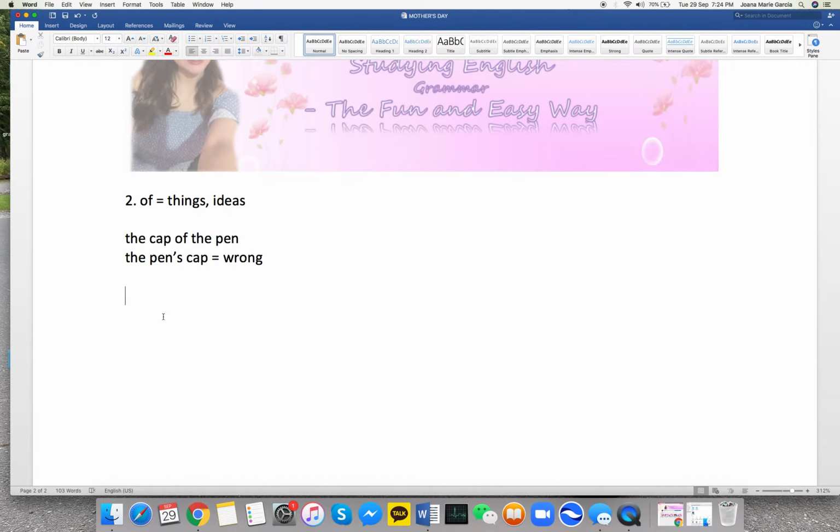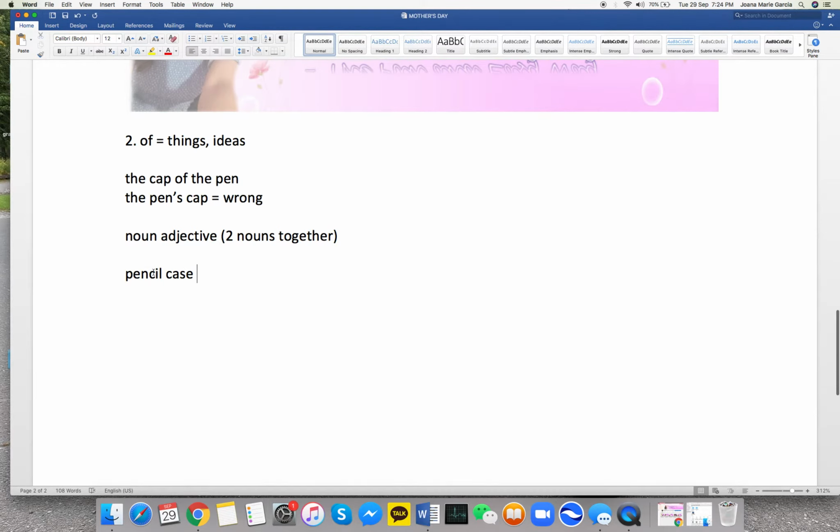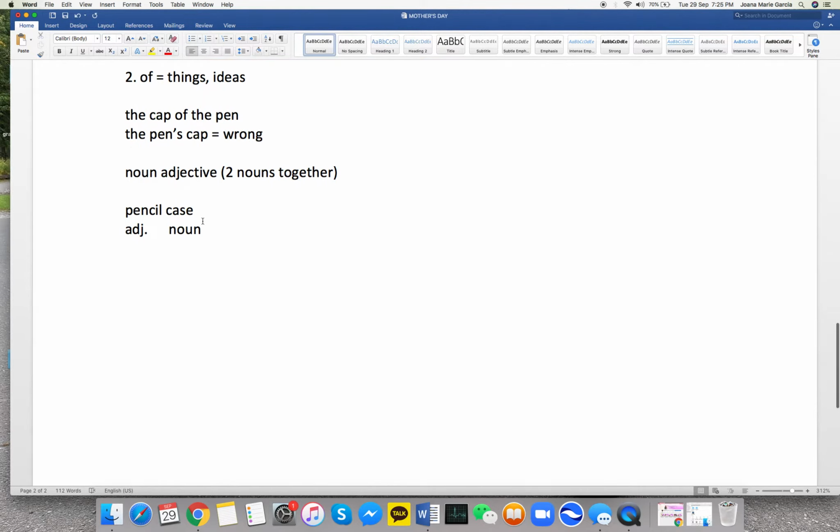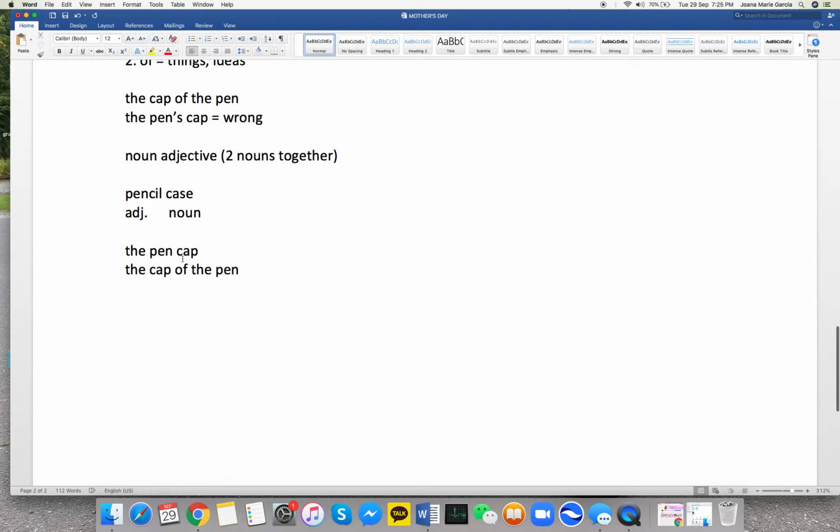But remember that there is also the noun adjective. When we say noun adjective, like two nouns together, the first noun is automatically used as an adjective. For example, let us use pencil case. They are two nouns together, so pencil is an adjective describing the noun case. What kind of case is that? Pencil case. So you can also use the pen cap, or the cap of the pen. So both are accepted. In this case, they are totally the same.